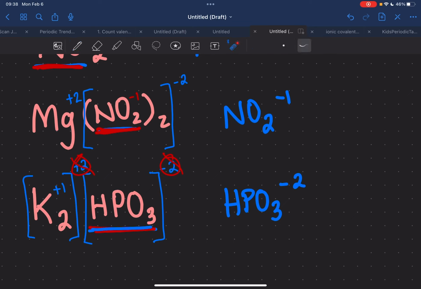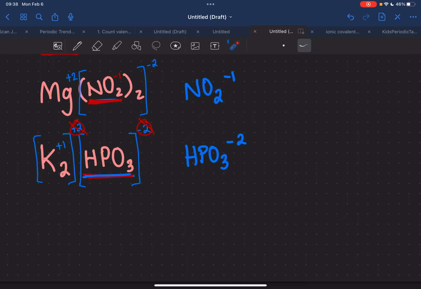If you got caught up and you were thinking that this 3 was ruining things, and you wanted to divide that -2 by 3, and it was getting real confusing, you do not need to do that, because remember, this 3 is telling us that we have 3 oxygen atoms in this ion, right?